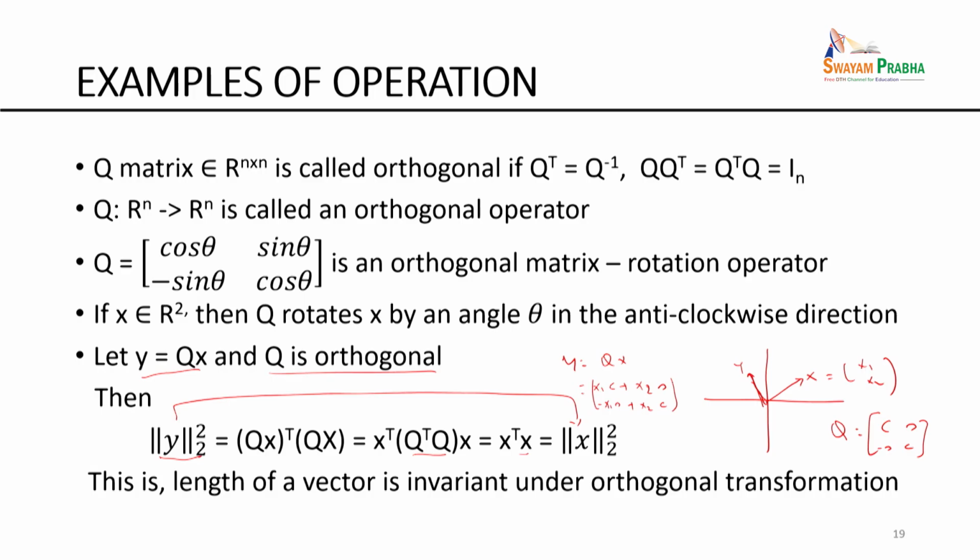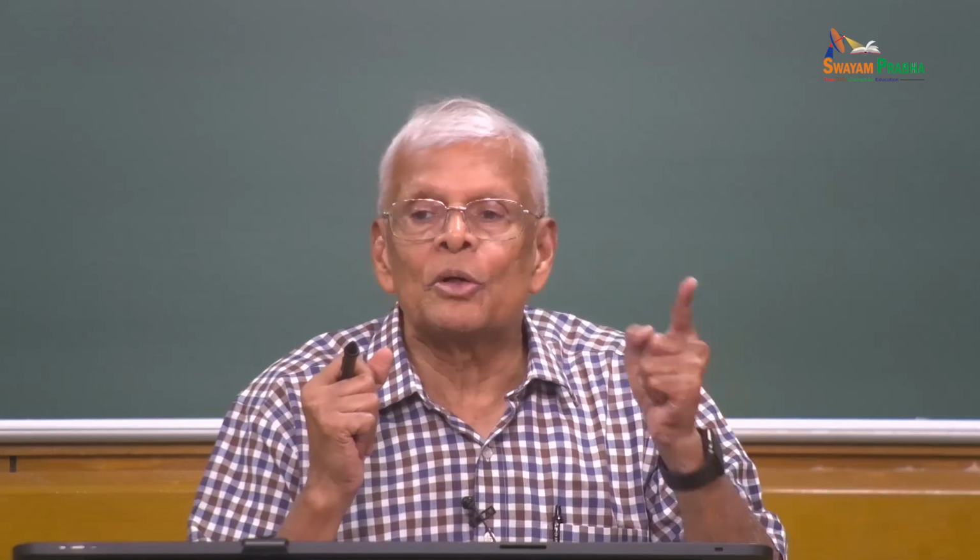If two vectors have the same length, what does it mean? They lie on a sphere whose radius is given by the length of the vector x. So what does this tell you? Orthogonal matrices simply rotate the vector without changing the length.